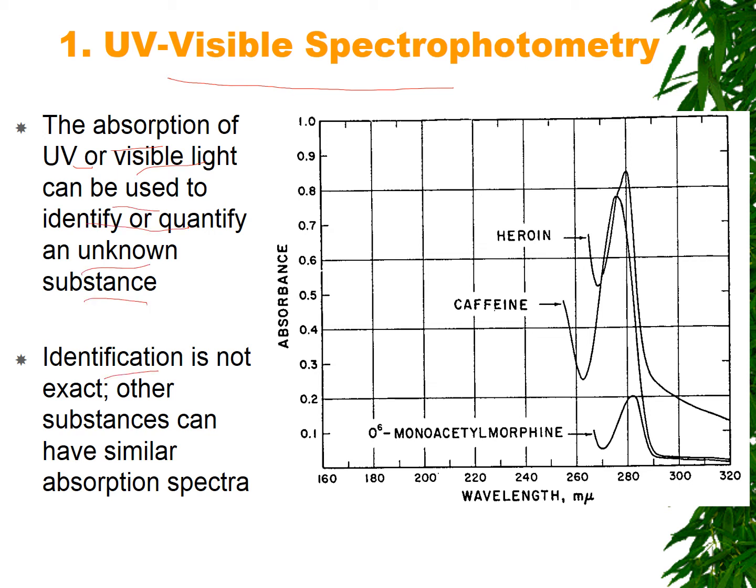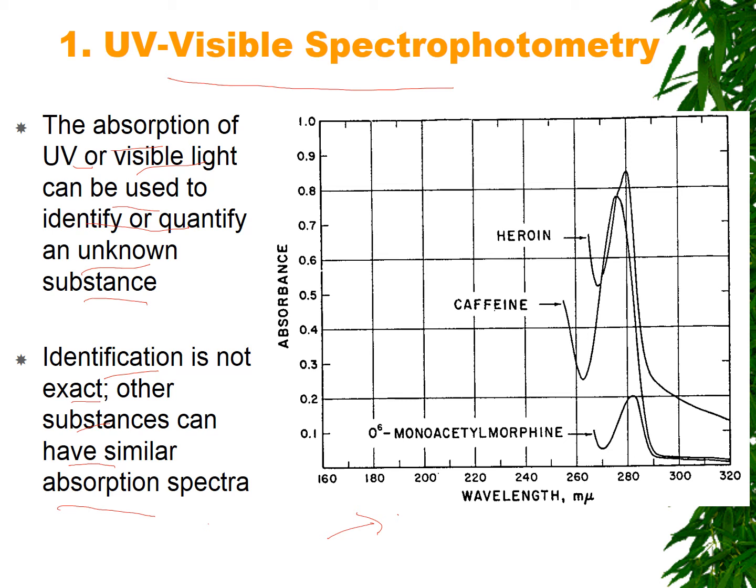So identification is not exact. Other substances can have similar absorption spectra. So untuk UV ni dia tak setepat dengan GC, gas chromatography tadi. Kalau chromatography tadi memang kita boleh tahu sebab kita ada dia punya standard. Yang untuk UV kita pun ada standard, tapi kita tak boleh dapat yang setepatnya lah. Tepat-tepat betul tu tak boleh nak dapat, tapi dia masih lagi sebagai bawah confirmation test.